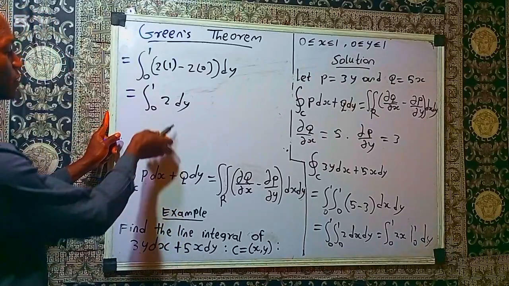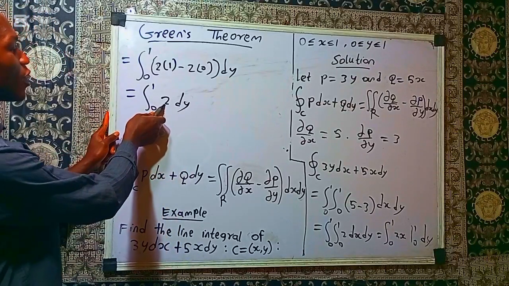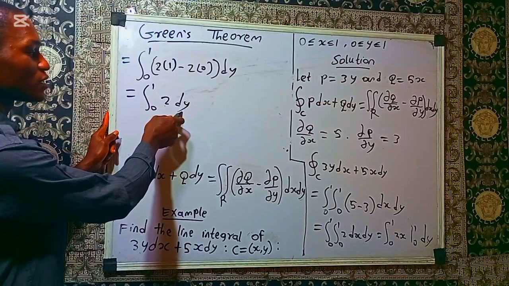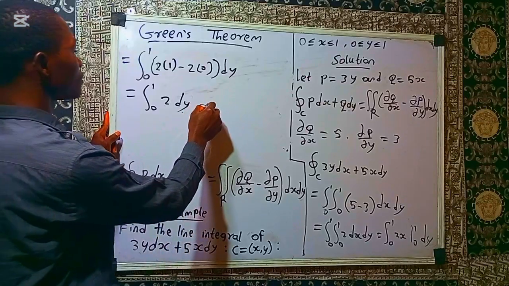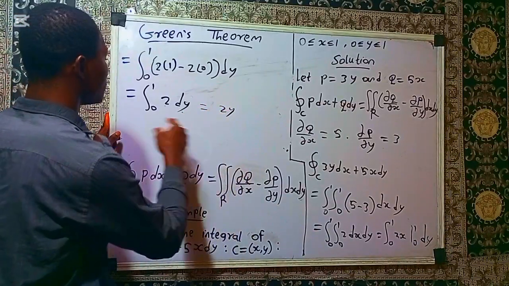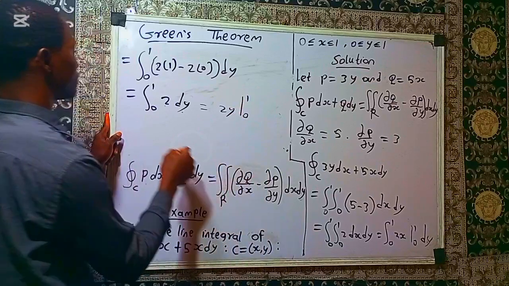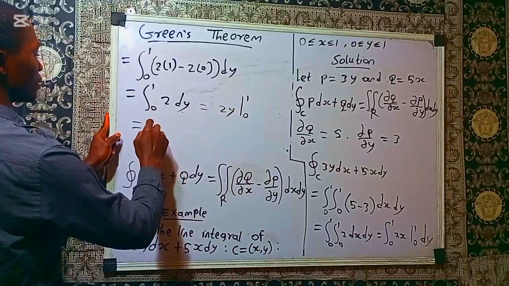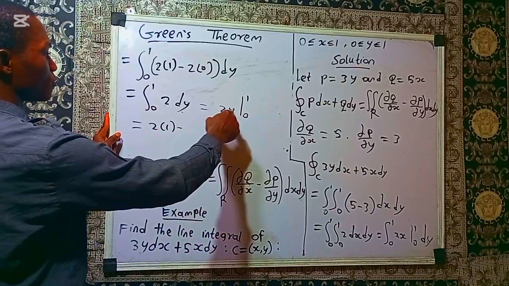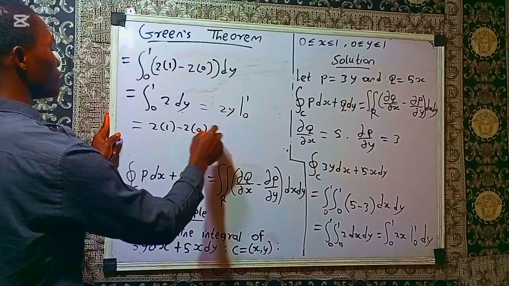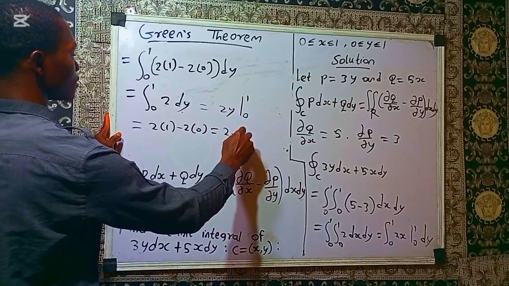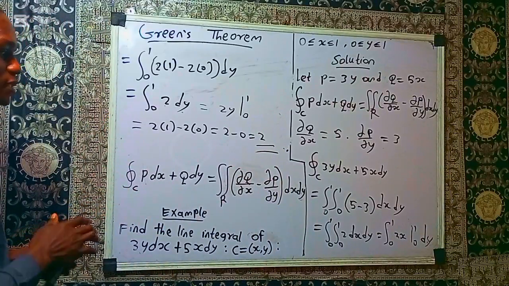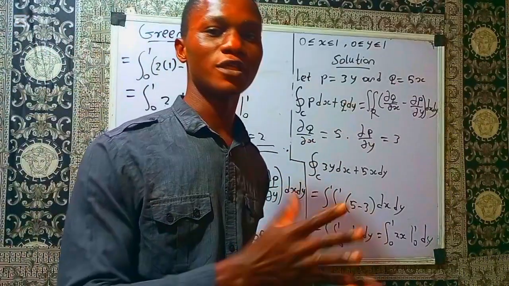So you are going to integrate this. The integral of the constant 2 is that constant times the variable I integrate with respect to, that's 2 times y, which is 2y. Then the range of y is from 0 to 1. When y is 1, I have 2 times 1, minus, when y is 0, 2 times 0. So 2 times 1 is 2, minus 2 times 0 is 0. So the answer to this integration is 2. You can see how Green's theorem has helped us to evaluate this line integral easily.